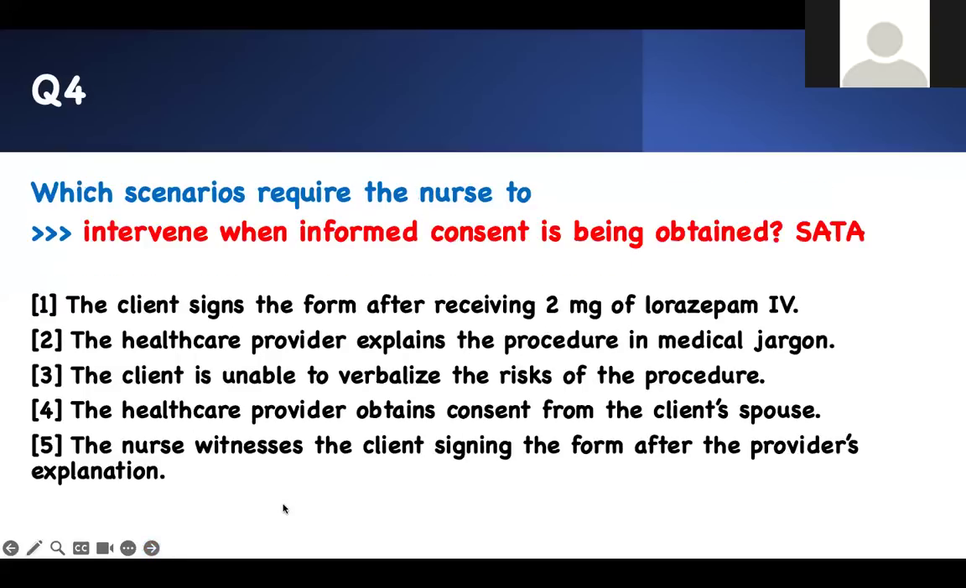Which scenario requires the nurse to intervene when informed consent is being obtained? Informed consent means informed consent. Inform me to the point that I understand it. I should never be impaired. It should not be coerced. I have to make my own decision. I have to understand it. You have to talk to me in layman's terms.